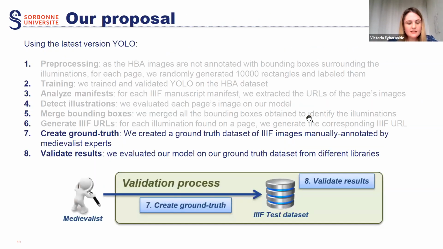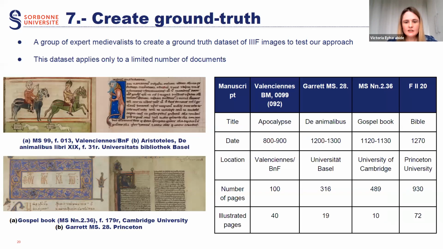The final step is the validation process. We asked a group of medievalists to create a ground truth dataset of IIIF images to test our proposal. But as manual annotation is really expensive in time and in knowledge, they annotated only one manuscript for each library in order to obtain a total of 1,300 annotated images.